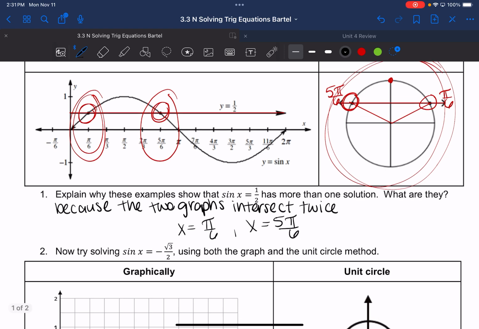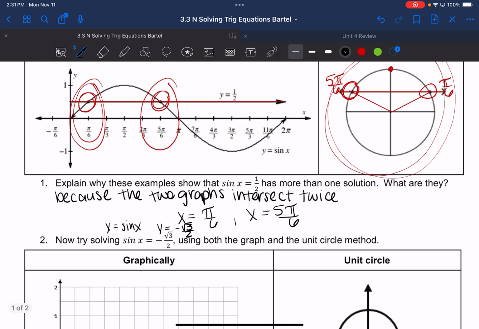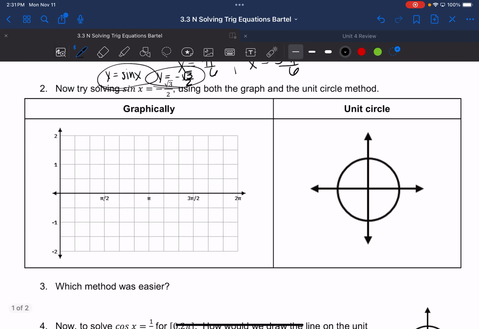Okay. All right, for number 2, they want you to do the same thing. They want you to find sine of x equals negative root 3 over 2, so you graph y equals sine of x, and you also graph y equals negative root 3 over 2. So just like they graphed them separately here, they graph sine, they graph this line, you're going to graph sine, and you're going to graph this line. Okay, so they're going to have you draw that here on this graph, and then you're going to draw that over here. So they already drew the circle for you for sine. You would just need to draw the horizontal line at y equals that number.